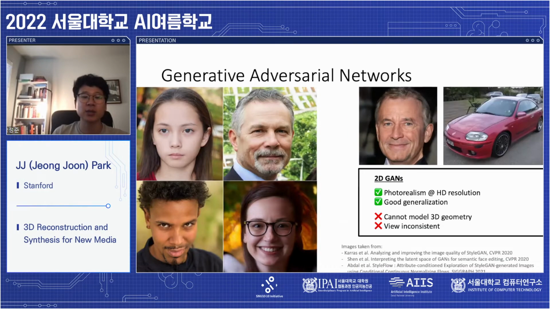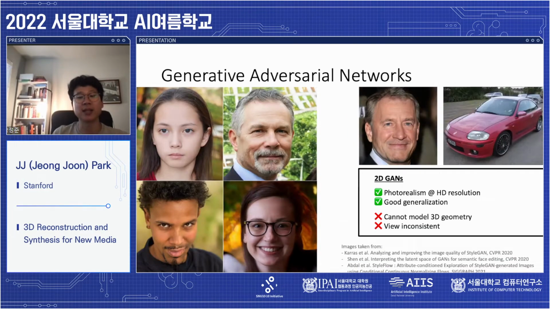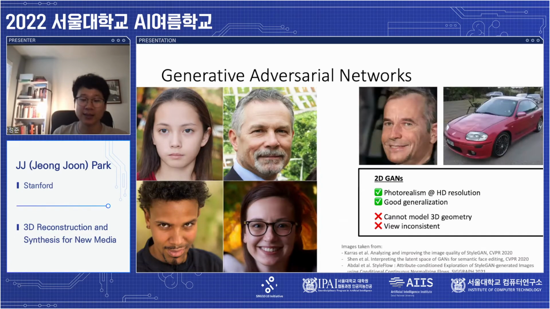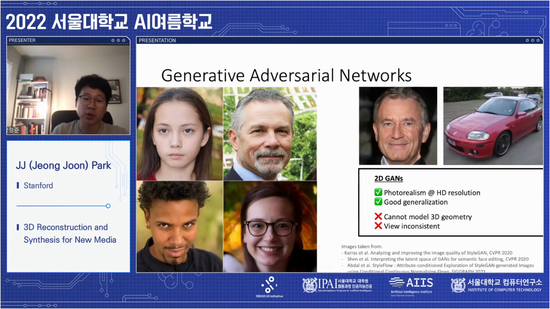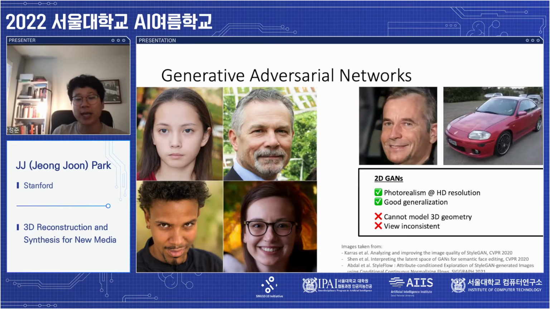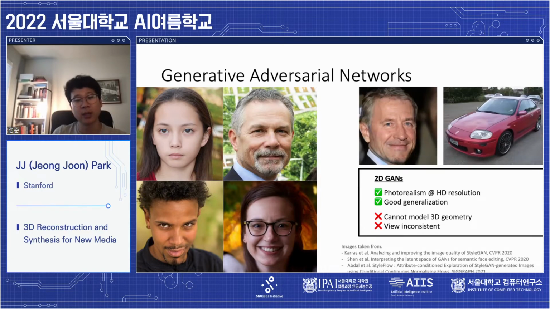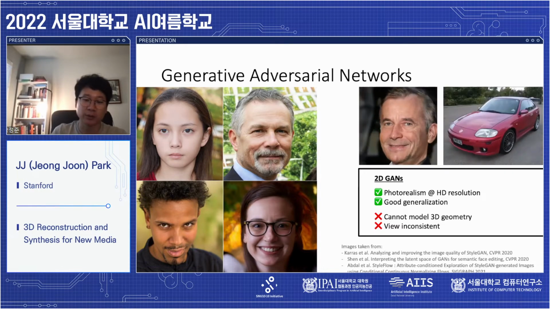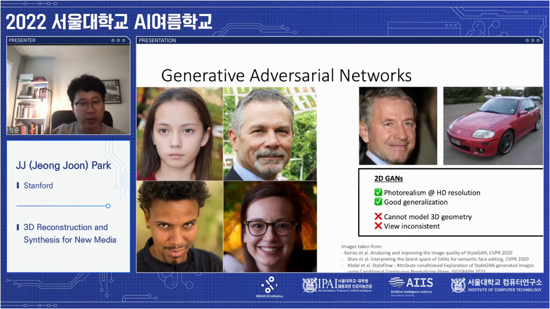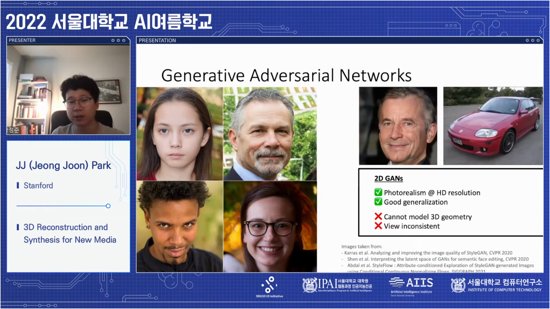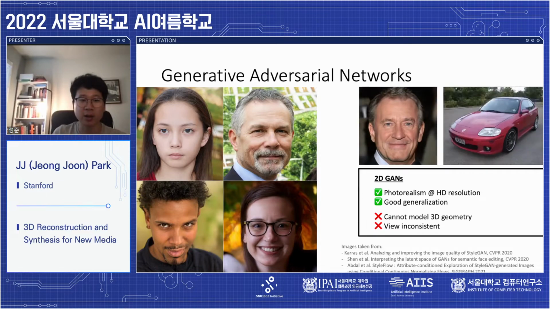So the existing 2D image synthesis techniques, like the GANs, have been shown to achieve remarkable photorealism. But the 2D GANs do not model the 3D geometry and lack understanding about the 3D world. And thus, they cannot be easily controlled to generate new poses or new camera angles, and will show artifacts and inconsistent behaviors in 3D.